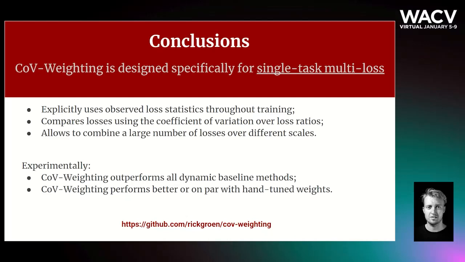To summarize, COV weighting is designed for automated loss weighting, specifically in a single task multi-loss setting. COV weighting makes use of loss statistics during training to automatically weight the relative importance of different losses. It uses the loss ratios to judge how quickly different losses are learned. It then uses the coefficient of variations over these loss ratios to fairly compare it between losses. Experimentally, the proposed method is compared to static and dynamic baselines. From those experiments, we observe that COV weighting outperforms all dynamic baselines, and it performs at least on par with hand-tuned static baselines. For details, please refer to the paper.